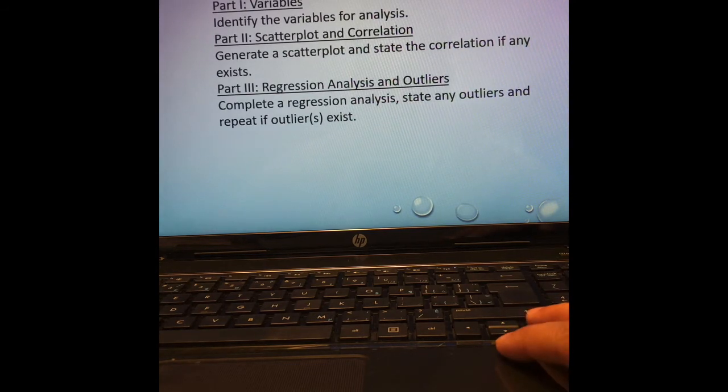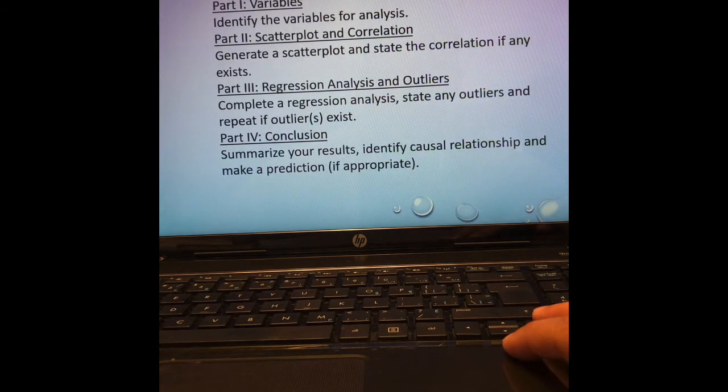State any outliers and repeat if the outliers exist. So you're going to have to do it with and without outliers. And ideally, in your major project, you're going to remove an outlier and then tell me why it's like that. Why is it an outlier? What's going on there that messes it up compared to all the rest that it should be removed. You got to justify it somehow.